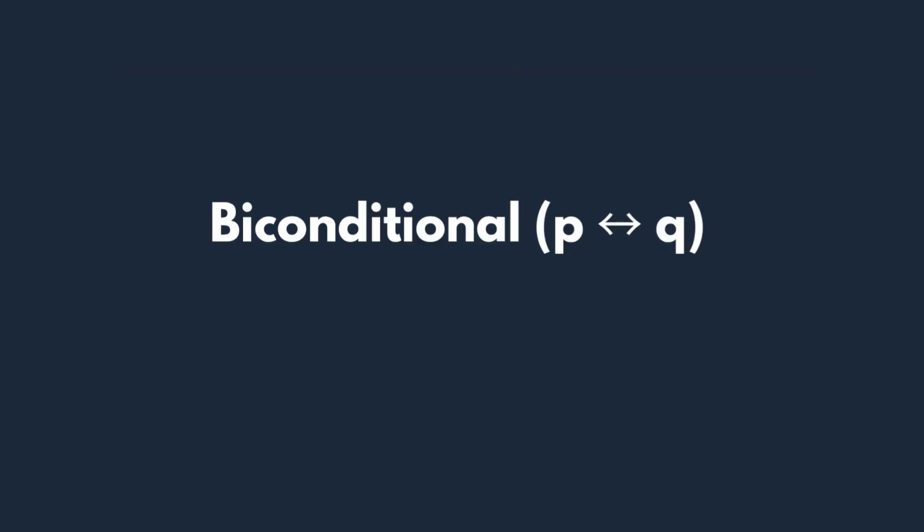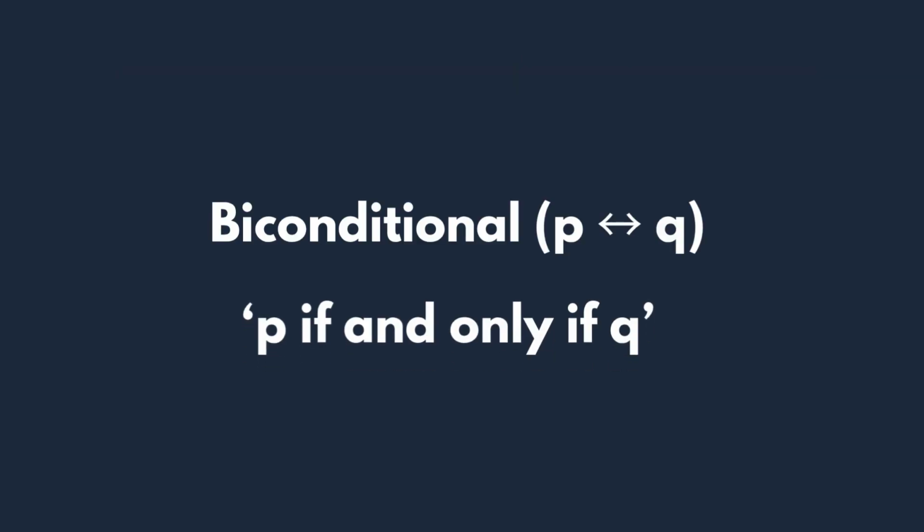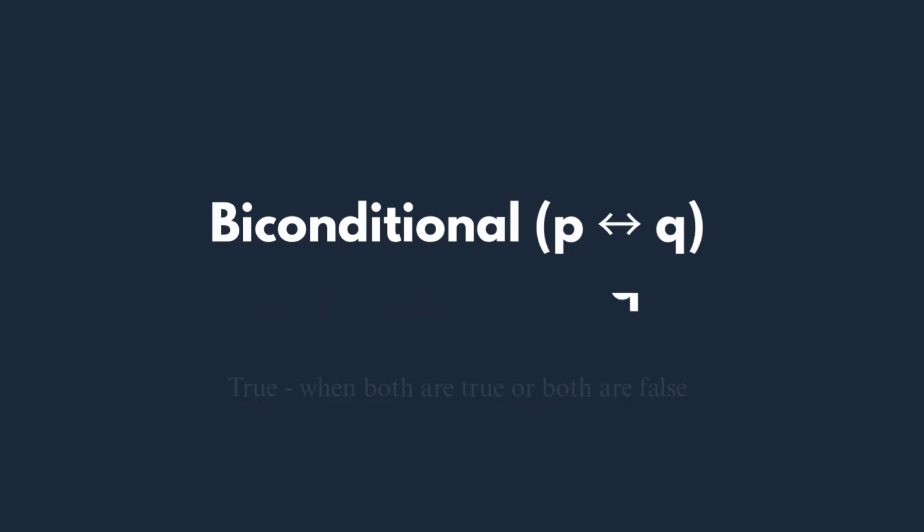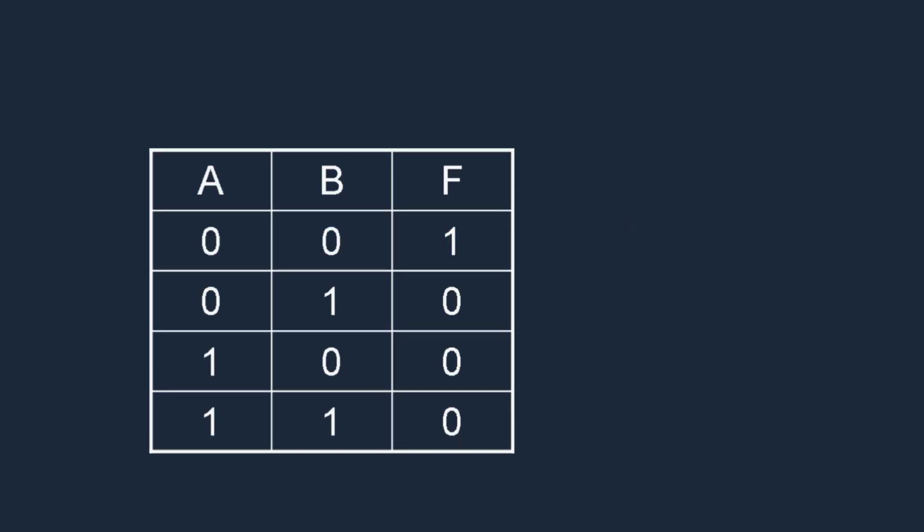This means P if and only if Q. It's only true when both have the same truth value. Now let's recall truth tables. Truth tables allow us to evaluate any compound proposition systematically. Here is the important note. If a statement has n variables, the truth table will have 2 to the power n rows.